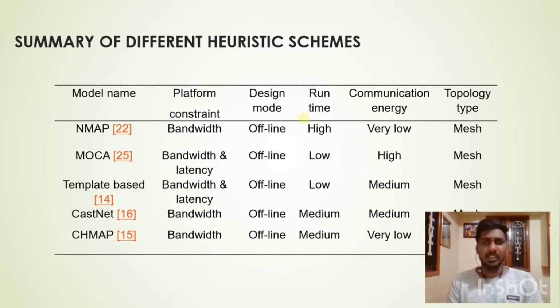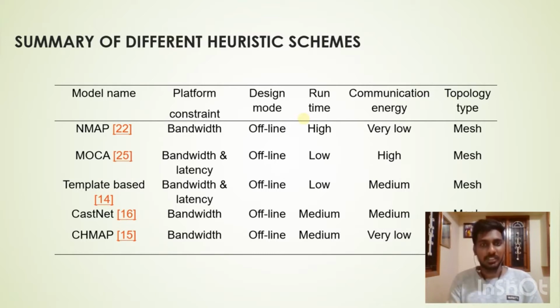The runtime of NMAP is very high, but its communication energy is very low. NMAP is literally close to that paper, but I will tell you at the end of the video why NMAP is so close to that paper. The runtime is low in MOCA and template-based. CastNet is medium and C-CMAP is medium. CastNet comes under a nearly optimal solution, because its runtime is medium as well as its communication energy.